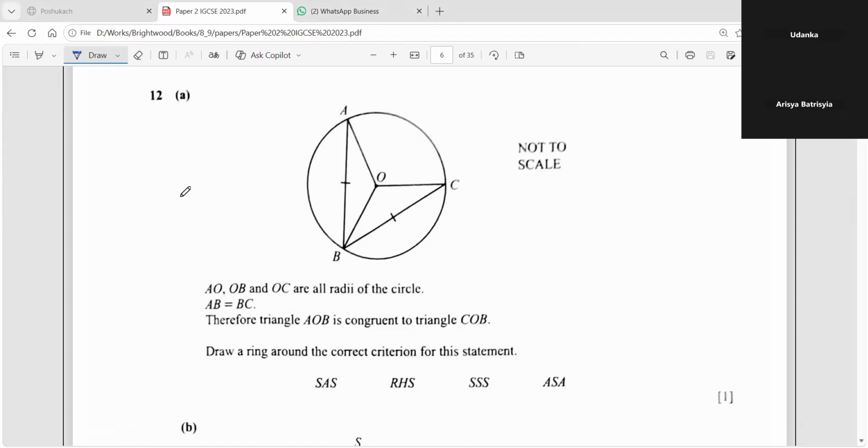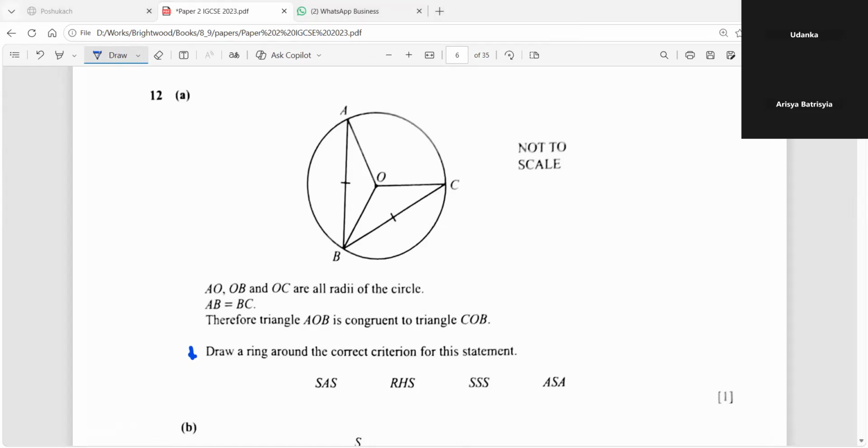Don't know? Yes. Okay, don't worry. I'll explain this congruency first. You have to know about this congruency. There are four types of congruency I'm giving. So first of all, we have to know what congruency is.